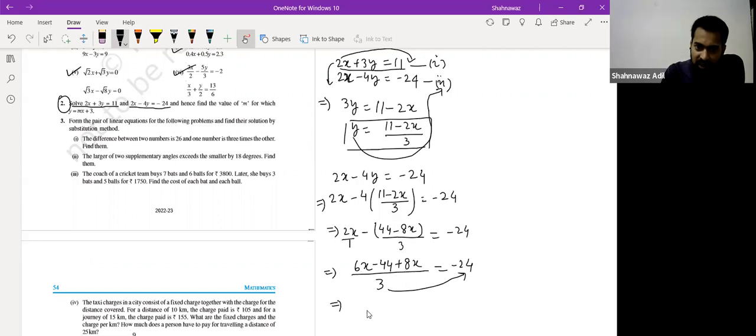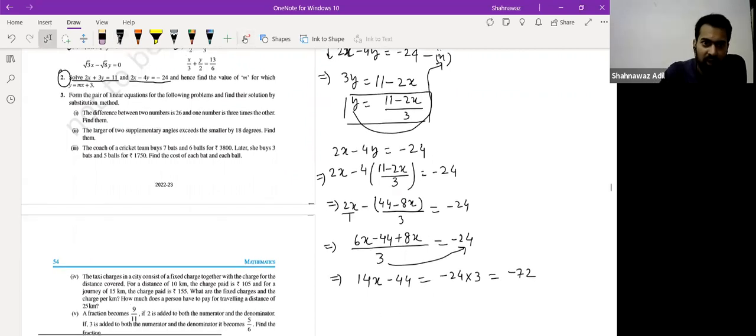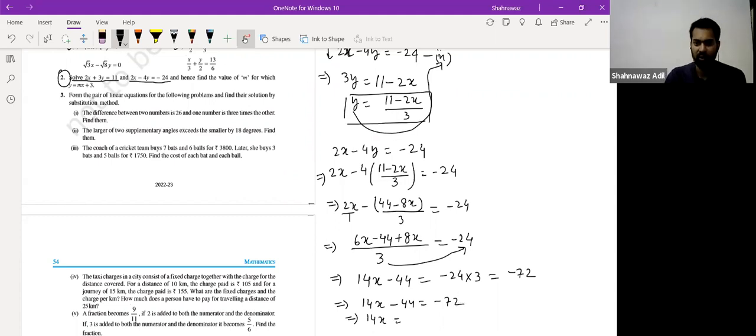So 6x plus 8x is 14x, minus 44 is minus 24 into 3 is minus 72. So what will be x? So 44 goes here, so what will be here? Plus. 72 minus 44. So this will be what?